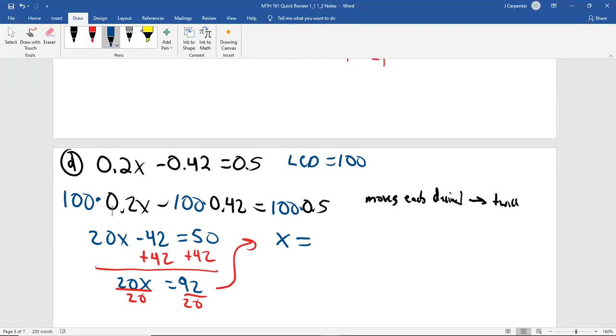92 over 20 does not divide evenly, however, it will reduce. 4 will go into both 92 and 20. 4 will go into 20, what's that, 5 times easily. And then 4 will go into 92, that's 23 times. So 23/5 would be our answer. This is the easiest version of the answer. This is generally what my math lab and what your teacher like because it's the least work.